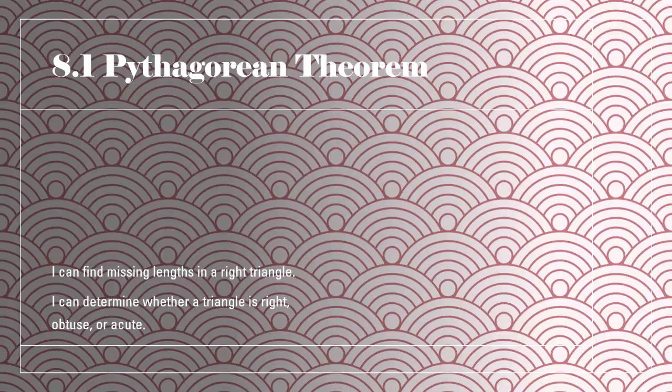The next section is about the Pythagorean Theorem, which is one of the most famous theorems in geometry. It's for finding missing side lengths in a right triangle. It only works for right triangles, but we can use the converse of the Pythagorean Theorem to tell whether we have a right triangle.